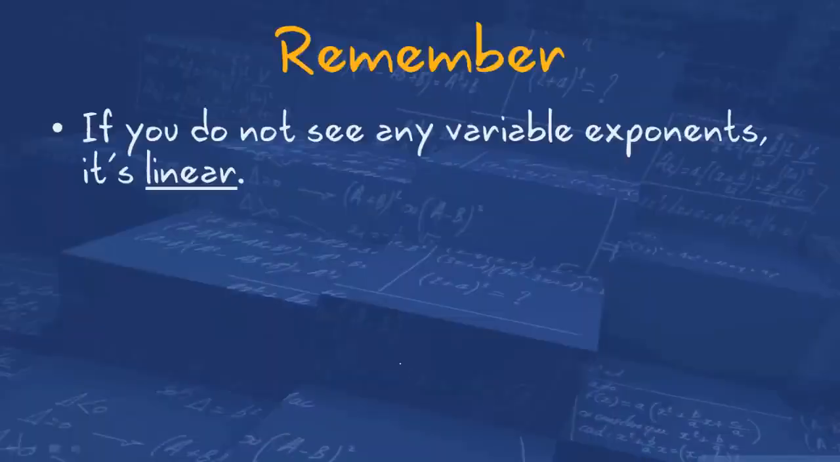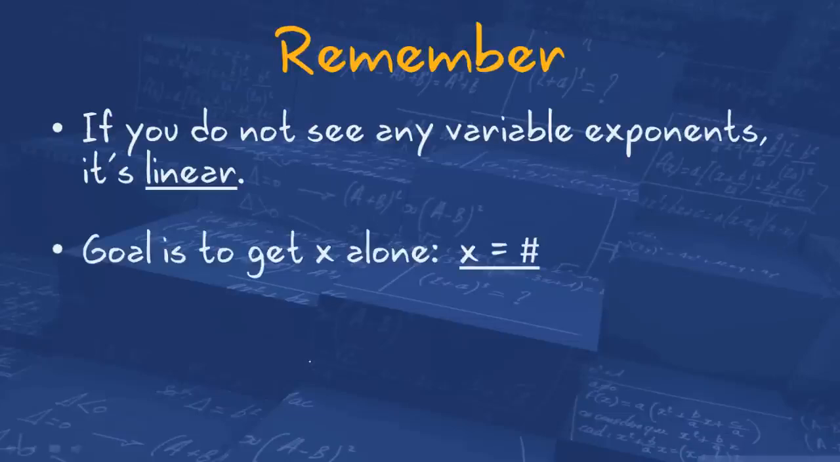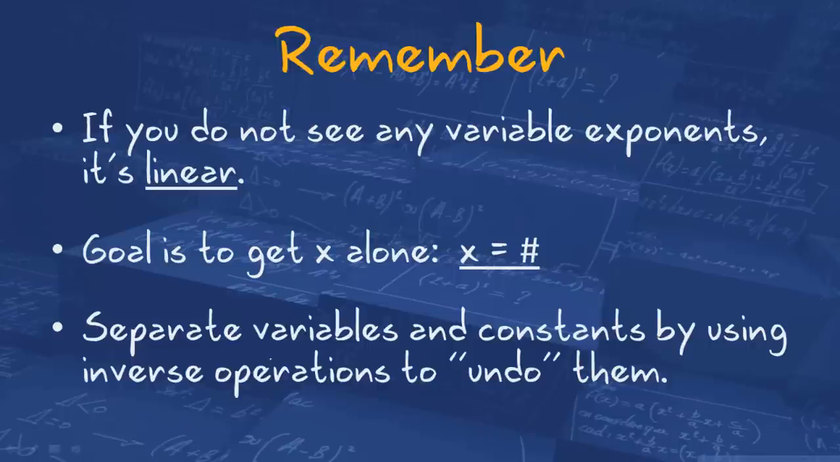A few things to remember. If you do not see any variable exponent in a polynomial equation, then it's linear. Your goal is to get the x by itself. You want to know what x equals, so you've got to whittle it down. And then we're going to separate our variables from our constants to help us get our x alone by using inverse operations to undo each other, to get rid of those obstacles.